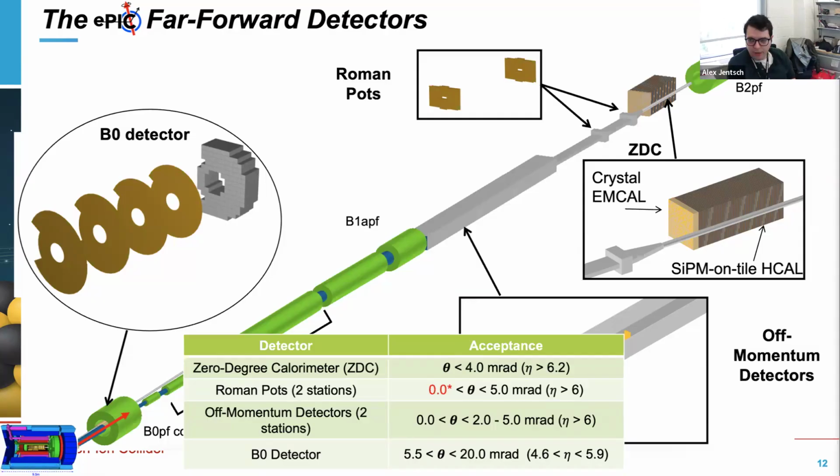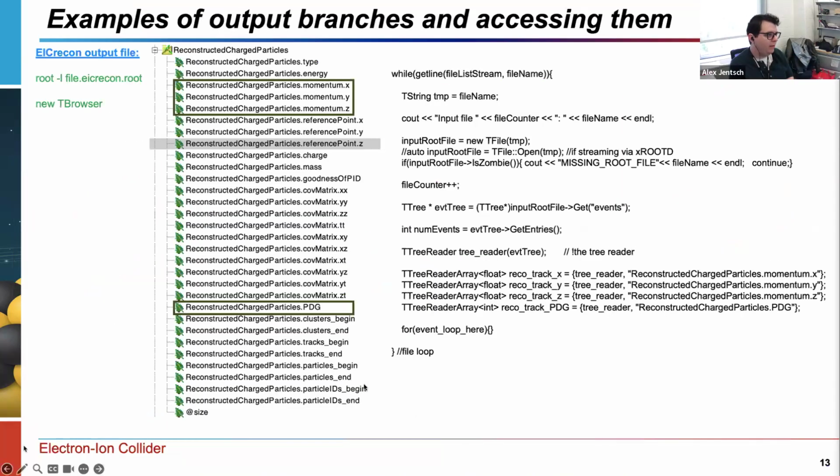For accessing the information in EIC Recon, as was shown in previous tutorials, the main thing here is that you have this branch structure inside of the output files from EIC Recon. And there are many, many branches in those output files. Some of them are specific to individual detectors, some of them are more holistic. In general, one of the main areas you would need to focus on would be something like reconstructed charged particles.